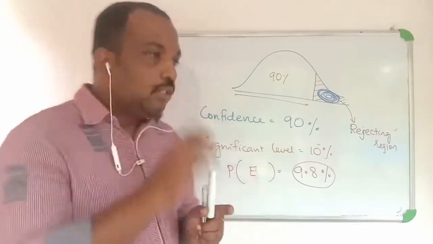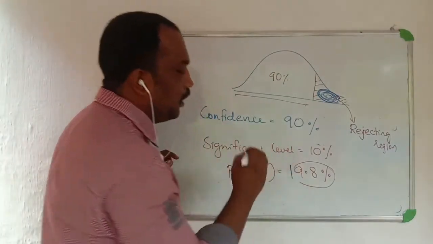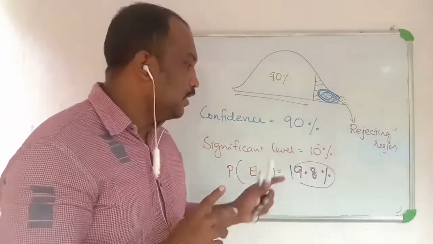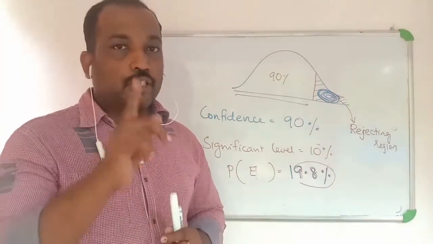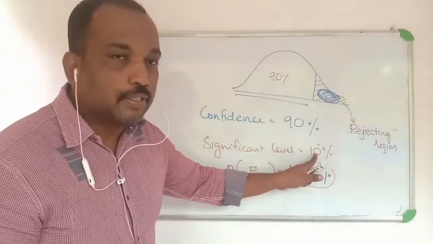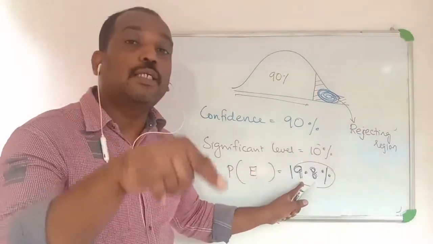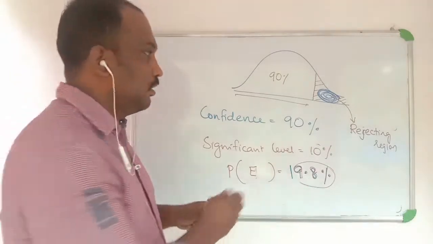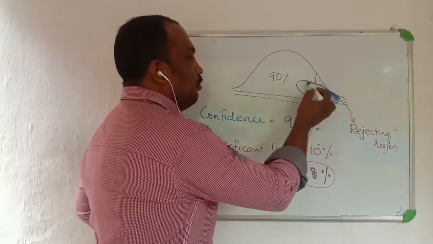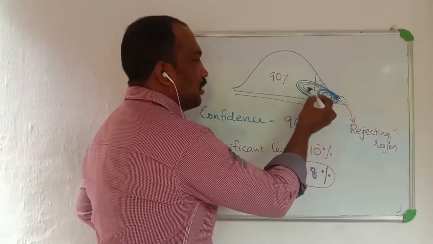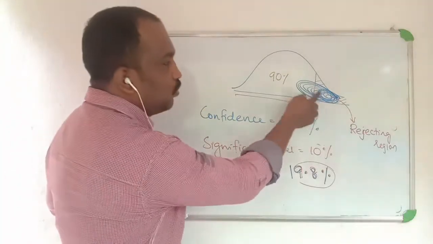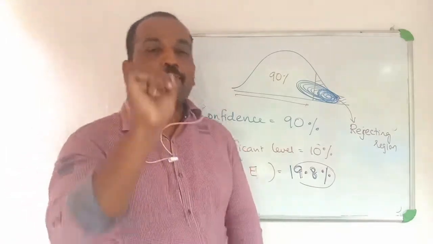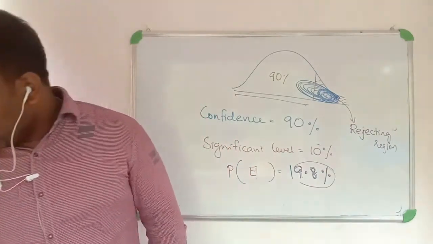Got it? Suppose instead you got 19.8% when you calculate the probability of an event. Your significant level is 10%, but your answer is 19.8%. That means your answer is beyond the significant level, so it comes in the confidence level. In such a case, we have to accept the claim.